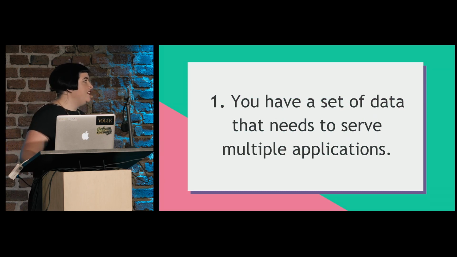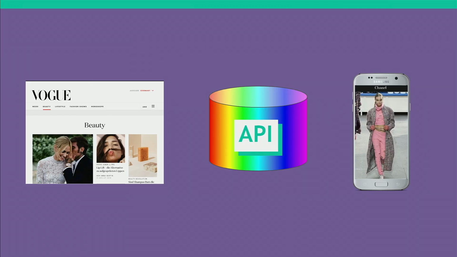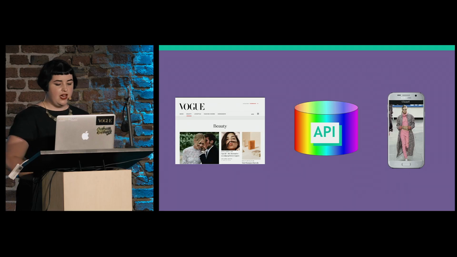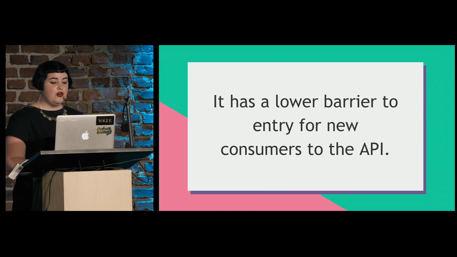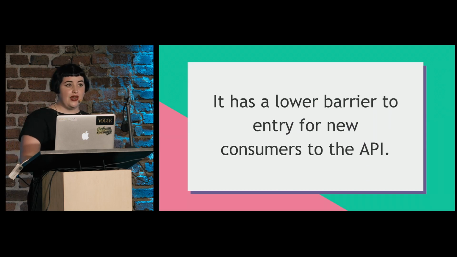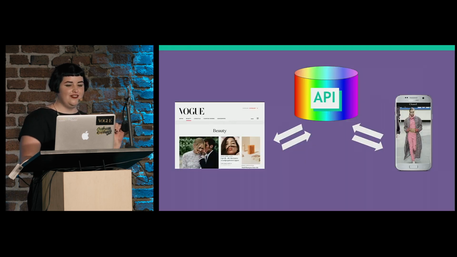The first situation I see is that you have a set of data that needs to serve multiple applications. So this might look something like this, where you might have 2 applications, let's say the Vogue web app, and then also a Vogue native app. And they both need to use the same API, which is the Content Management System API. I think that GraphQL is product friendly, by which I mean it has a lower barrier to entry for new consumers to an API because it reduces the burden on consumers to perform logic.